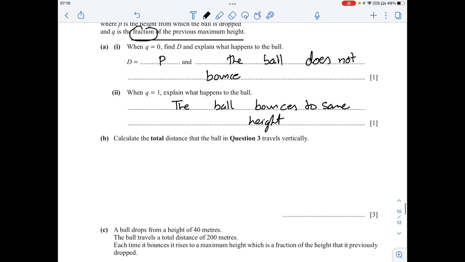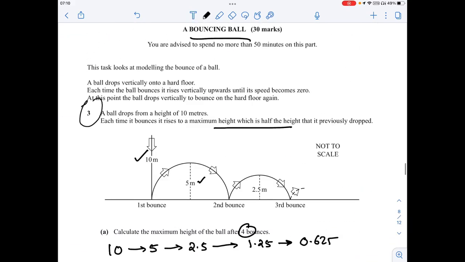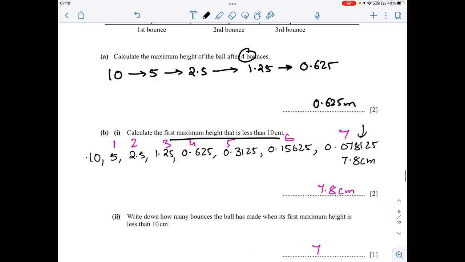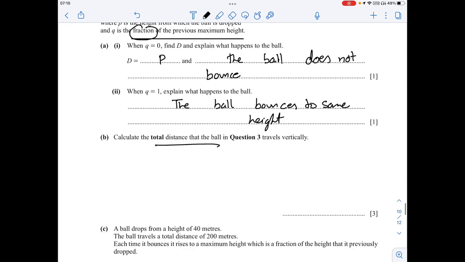Next, calculate the total distance the ball in question 3 travels vertically. So what was the total distance in this question 3? It was half of the height, so q equals half. I'm going to use d equals 10 times (1 plus half) divided by (1 minus half). Simplify that, it should become 30.